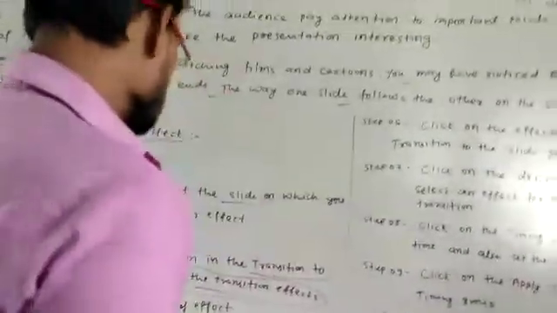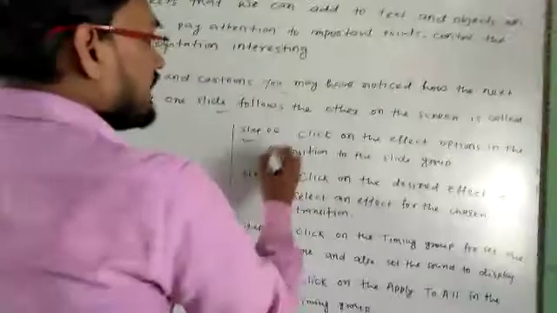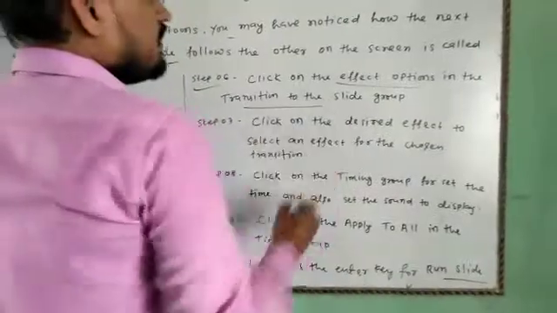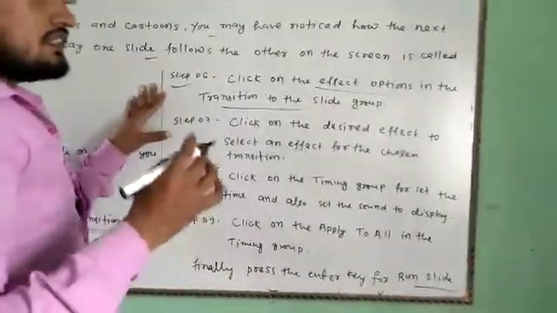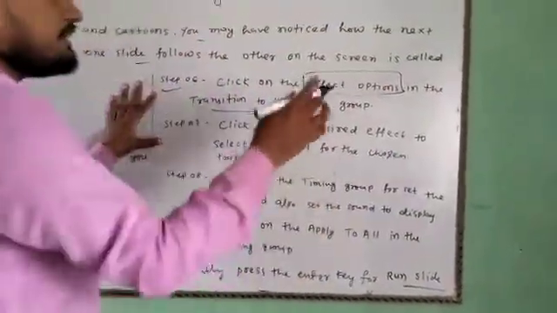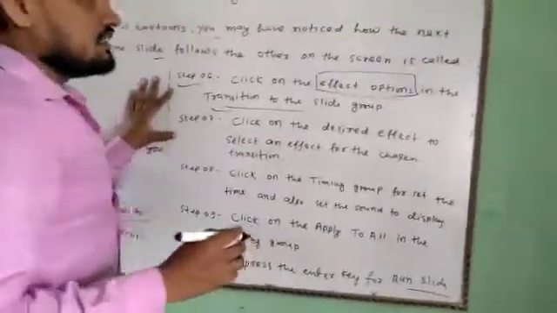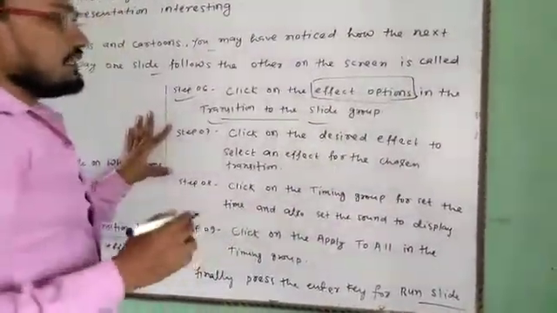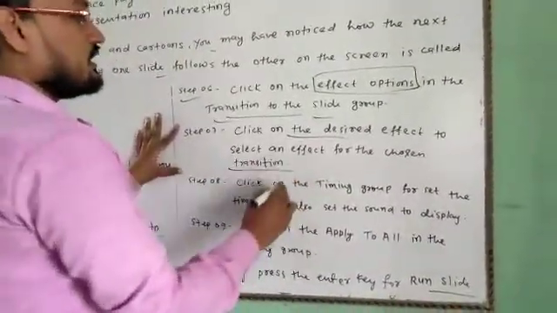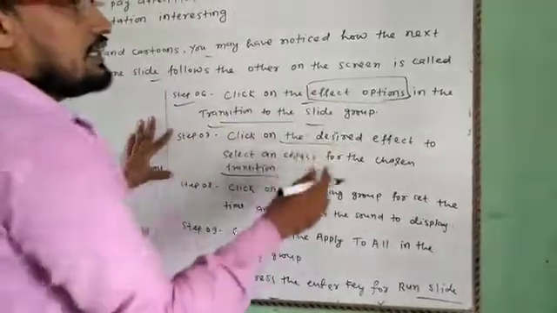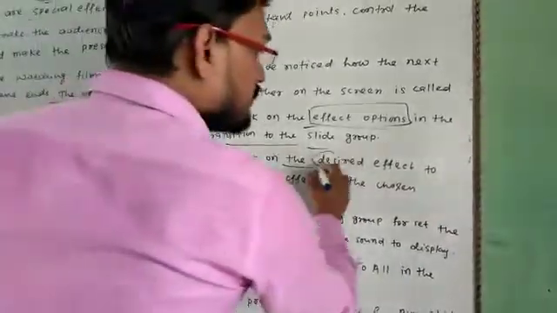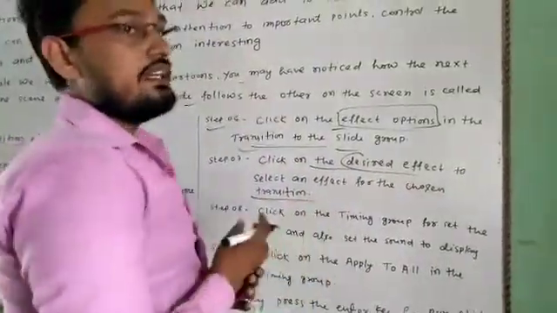After choosing the transition effect, click on the effect options in the transition to this slide group. After selecting the transition effect, click on the effect option available in the group. Then click on the desired effect to select an effect for the chosen transition. The particular effect you select is applied to our transition.